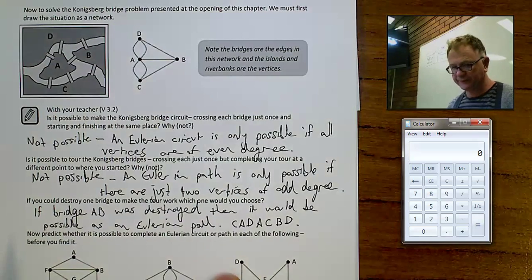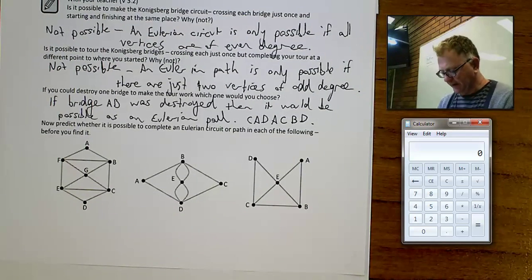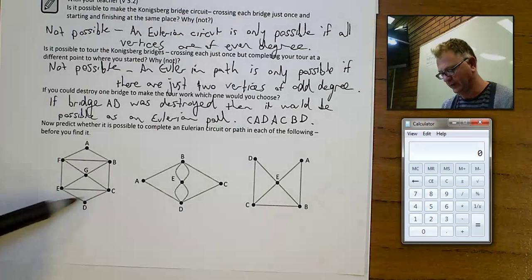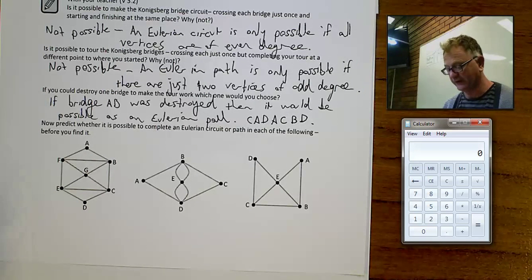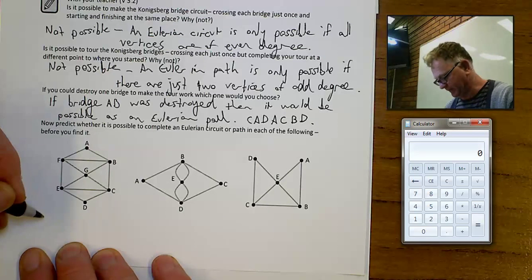That would do. At the bottom of the page here we've got some network graphs, and we have to decide whether or not an Eulerian circuit or Eulerian path is possible. Now, with the first one there, if you look at the degree of each vertex, it's degree 2, 4, 4, 4, 4, 4 and 2. They're all of even degree, so that should mean that an Eulerian circuit is possible.